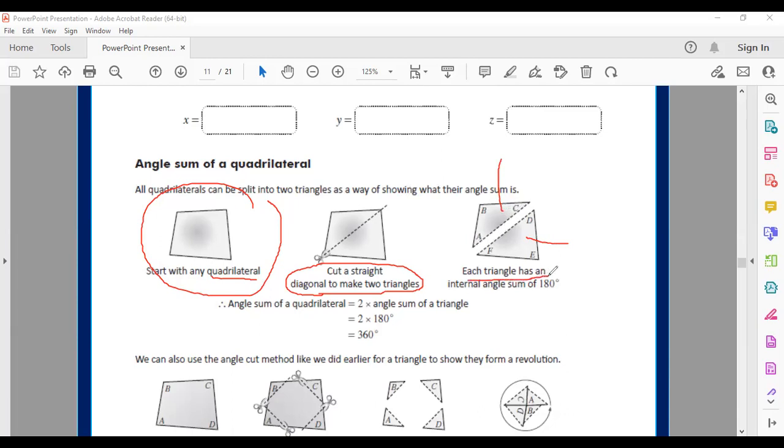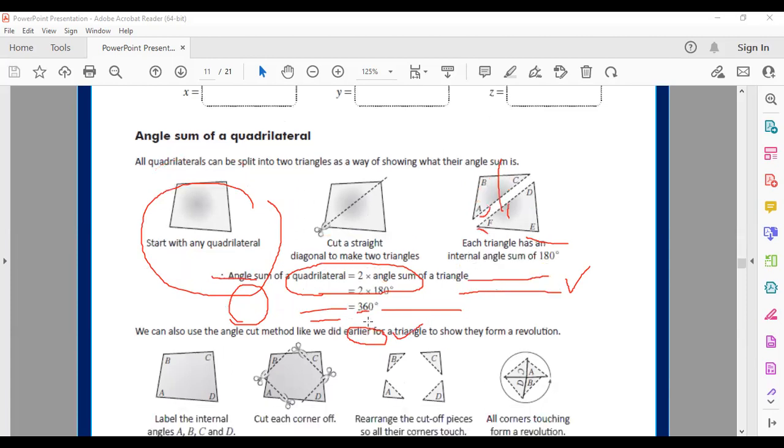Each triangle has an internal angle sum of 180 degrees that you know, because you did so many questions already, right? So you know all the triangles, the angles inside are 180. Now, what is the sum of a quadrilateral? What is the total angle inside it? It must be 2 times the angle of a triangle, which means it must be 360. How do I prove it?